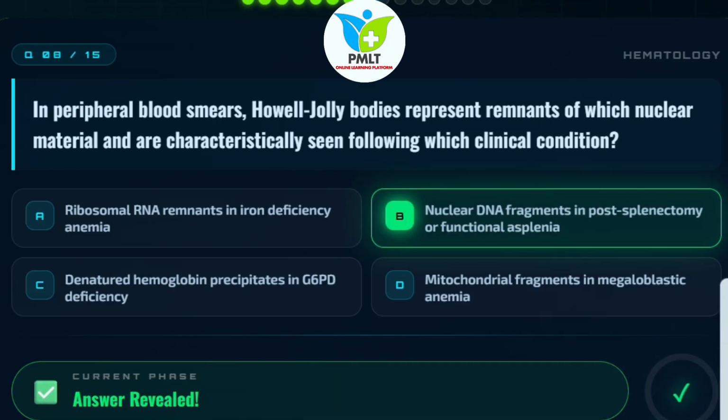Correct answer is B. Nuclear DNA fragments in post-splenectomy or functional asplenia. Howell-Jolly bodies are residual nuclear DNA fragments normally removed by splenic macrophages during erythrocyte maturation. Their presence indicates functional or anatomical asplenia, seen after splenectomy or in sickle cell disease with autosplenectomy.